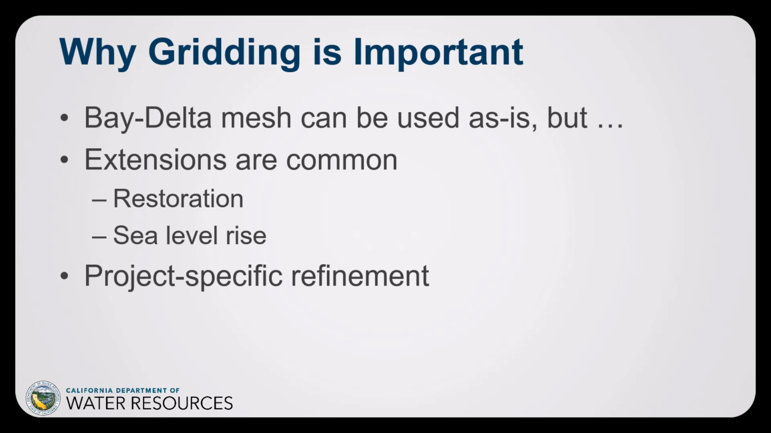And that works for applications of Bay Delta Schism where you just want to change a few boundary conditions or gate operations. However, in the studies that we see in practice, it's probably equally common to have to extend the mesh to accommodate restoration or sea level rise. We handle a lot of project-specific questions about details like local velocity or water quality impacts. And those often require increasing resolution or adapting the mesh to a project area. So even if your first application is relatively simple, it's good to be aware of the resources for gridding.